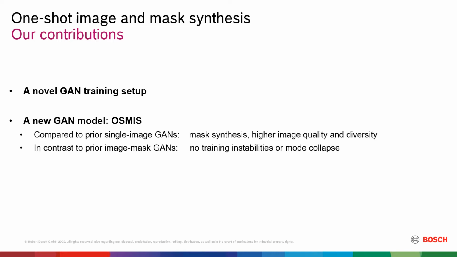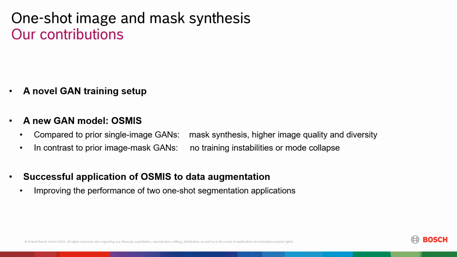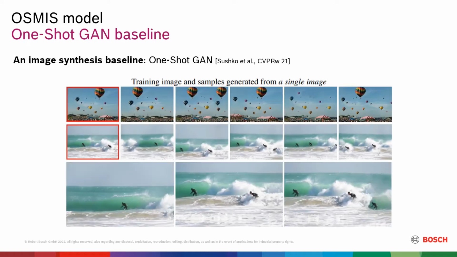We compare our model with two groups of prior GAN models, single image GANs as well as image mask GAN methods. Compared to the former models, OSMIS not only offers an additional ability to generate accurate segmentation masks, but also achieves higher quality and diversity of generated images. On the other hand, in contrast to image mask models, OSMIS does not suffer from mode collapse and training instabilities. Thirdly, we demonstrate that our model can produce high-quality data augmentation of a single provided sample, which has a potential to improve the performance of one-shot segmentation applications.